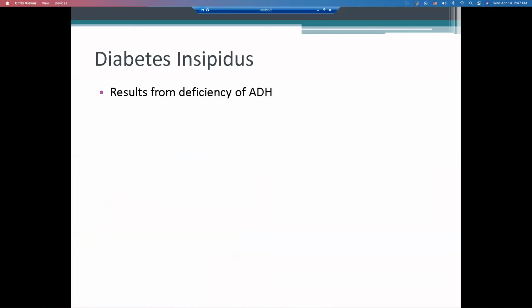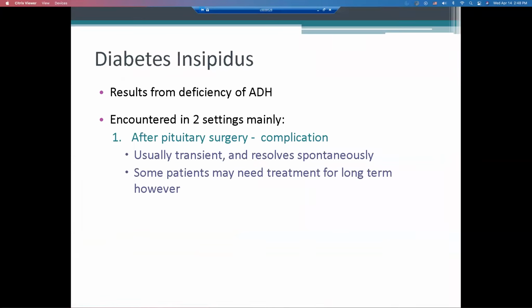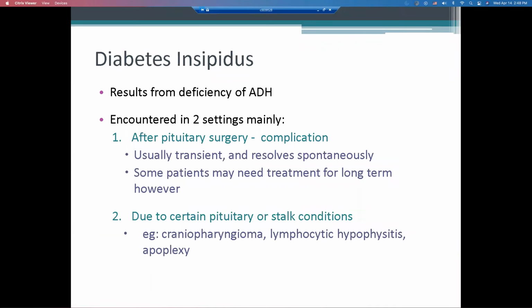Diabetes insipidus results from deficiency of antidiuretic hormone. It's encountered in two settings. One is after pituitary surgery as a complication, because the surgeon manipulated the pituitary and maybe severed the stalk. Usually it's transient and resolves spontaneously in a couple of days after the surgery, but sometimes it's persistent and requires long-term therapy.